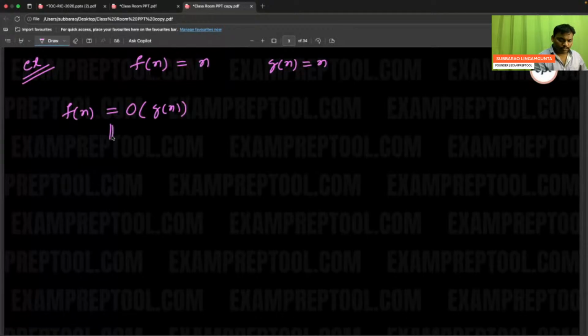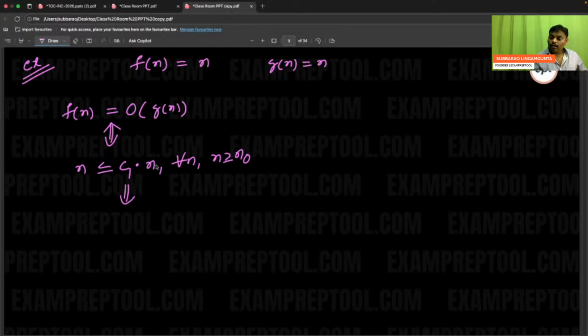That means you know the condition: f of n, which is n, is less than or equal to some C1 into n for all n, where n is greater than or equal to n0. If you want, you can verify. Because both are equal, comparing left and right, the right will be more or equal also. I can take C1 as 1 and n0 also as 1. So big O is already satisfied. So n is big O of n, where C1 is equal to 1 and n0 is equal to 1. Perfect till now.